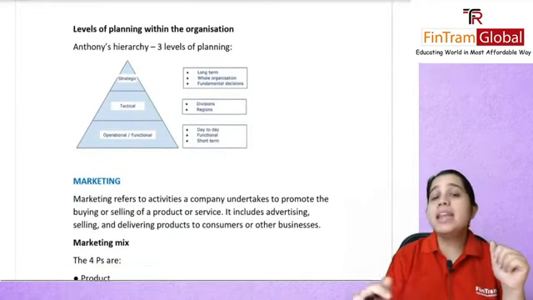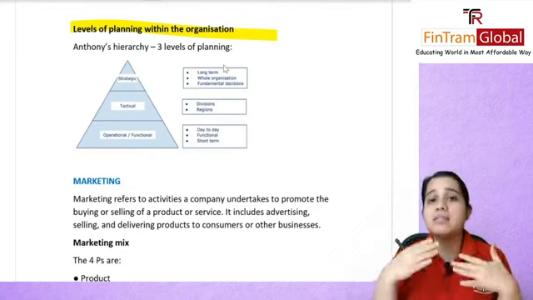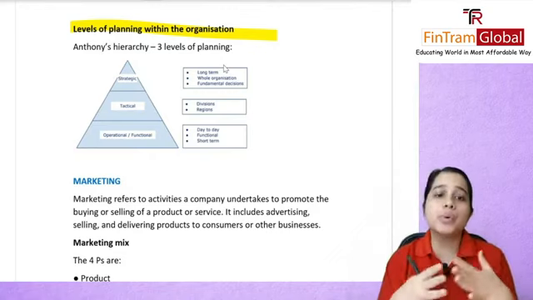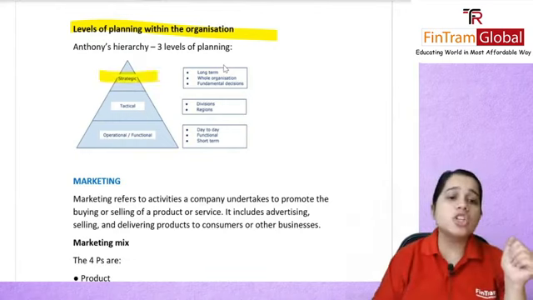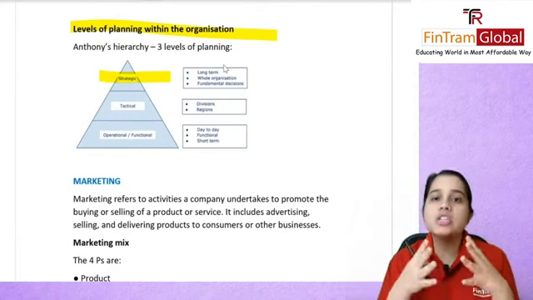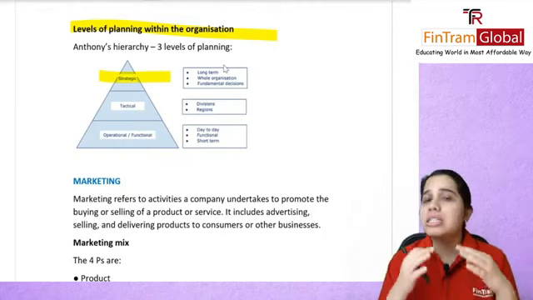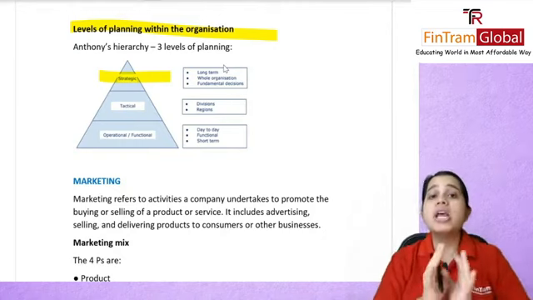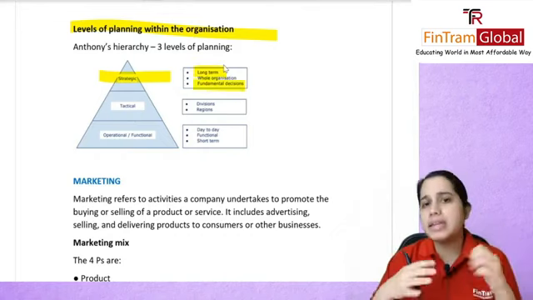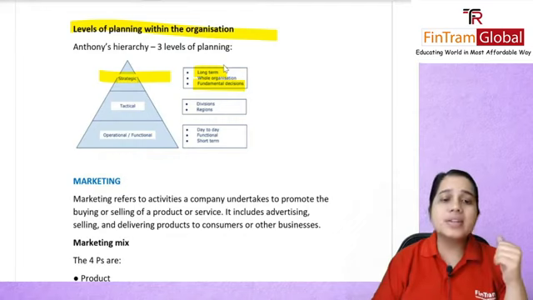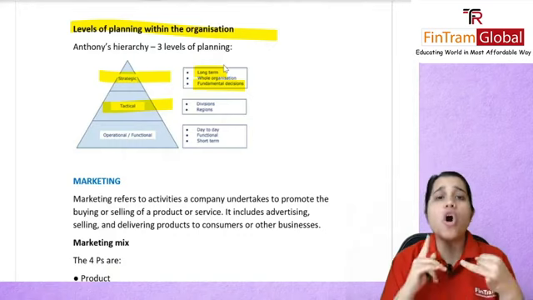Now, levels of planning within the organization. Here we had studied Anthony's triangle, Anthony's hierarchy, whatever you want to call it. So there were 3 levels of planning. On the top, we had your strategic level. Here your strategic managers, your top level managers, undertake long-term planning. This will affect your entire organization, and they will be making any fundamental decisions. Then you have your middle level, that is your tactical. Here you will be making decisions regarding various regions or divisions.